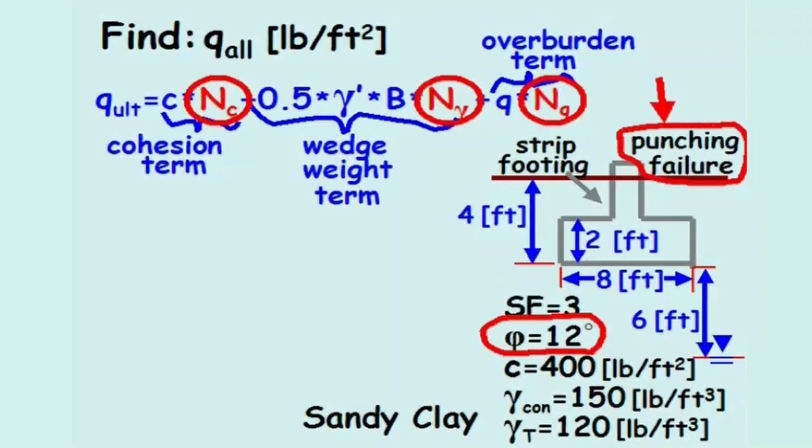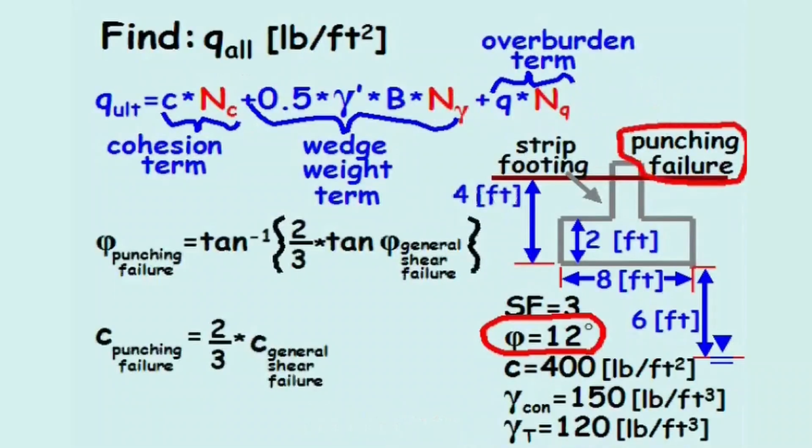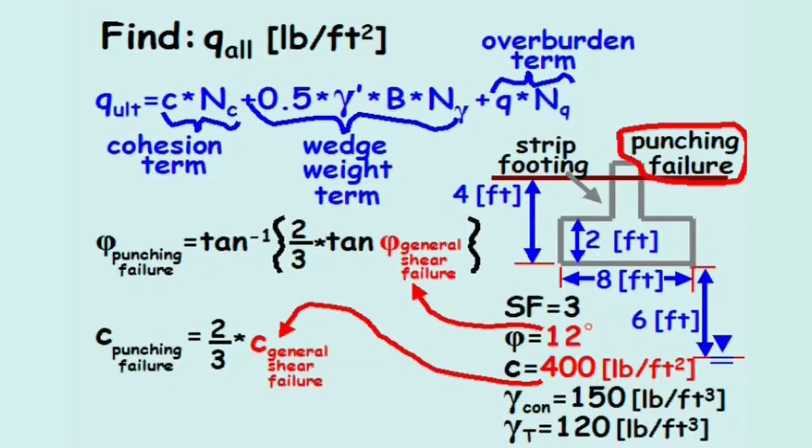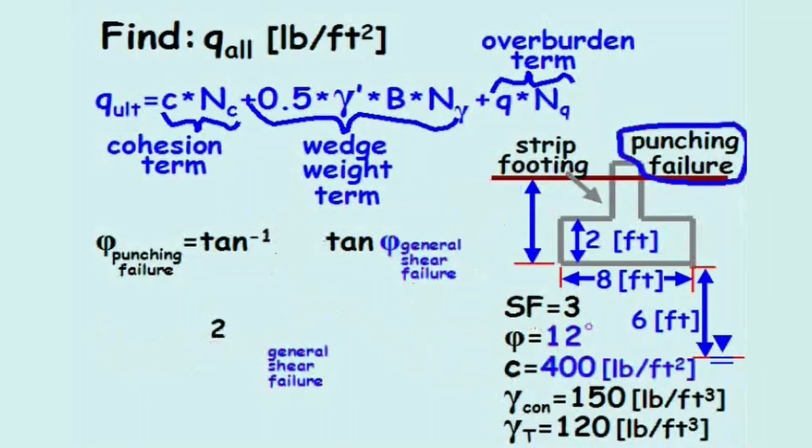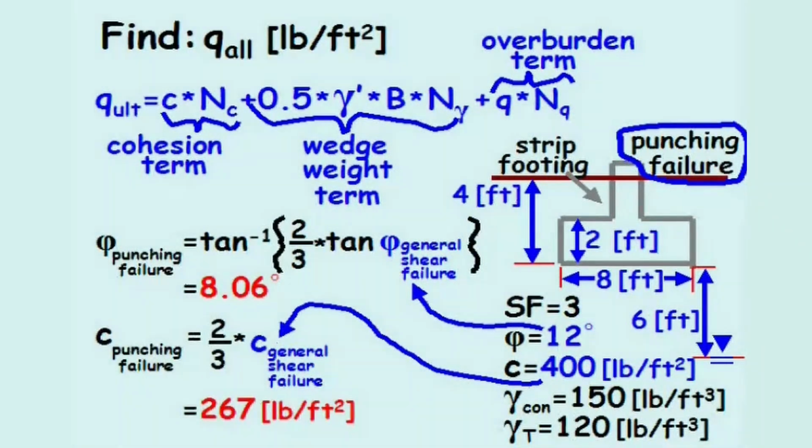However, since the problem specifies a punching type failure mode, the values of phi and cohesion need to be modified, as shown. The given friction angle and cohesion for general shear failure are plugged into the equations, and the modified friction angle and modified cohesion for punching failure equal 8.06 degrees and 267 pounds per square feet, respectively.